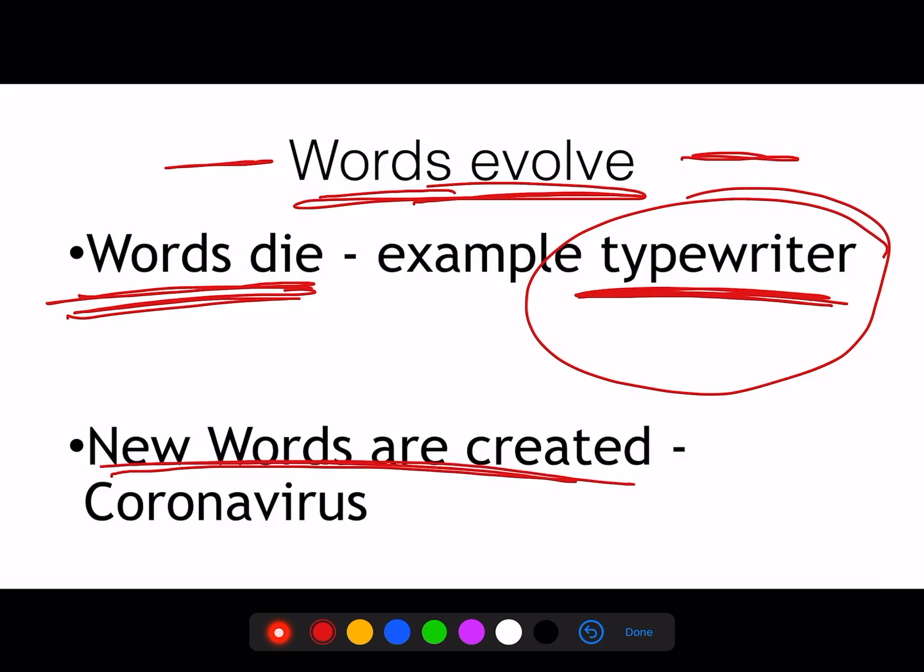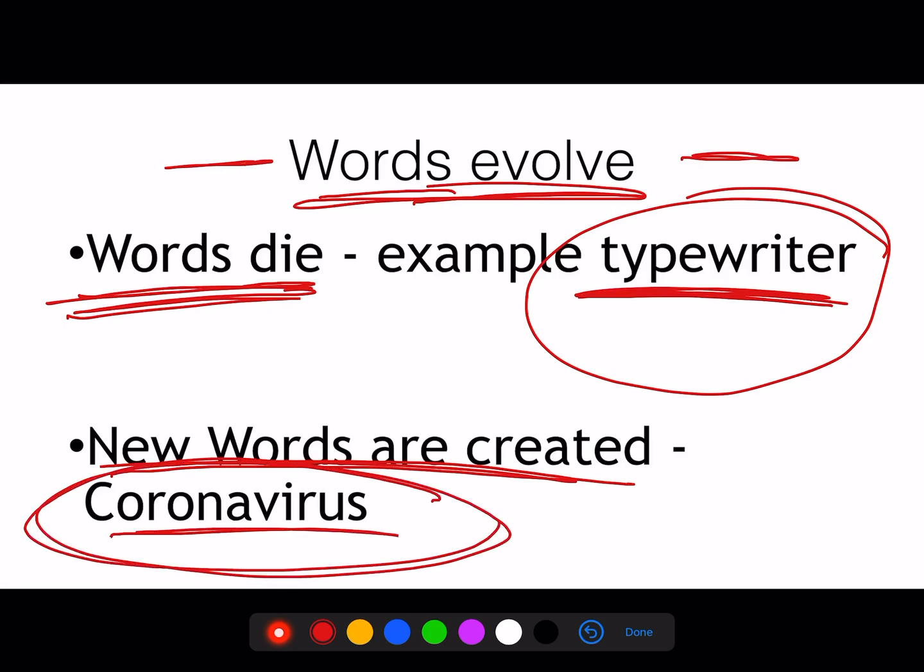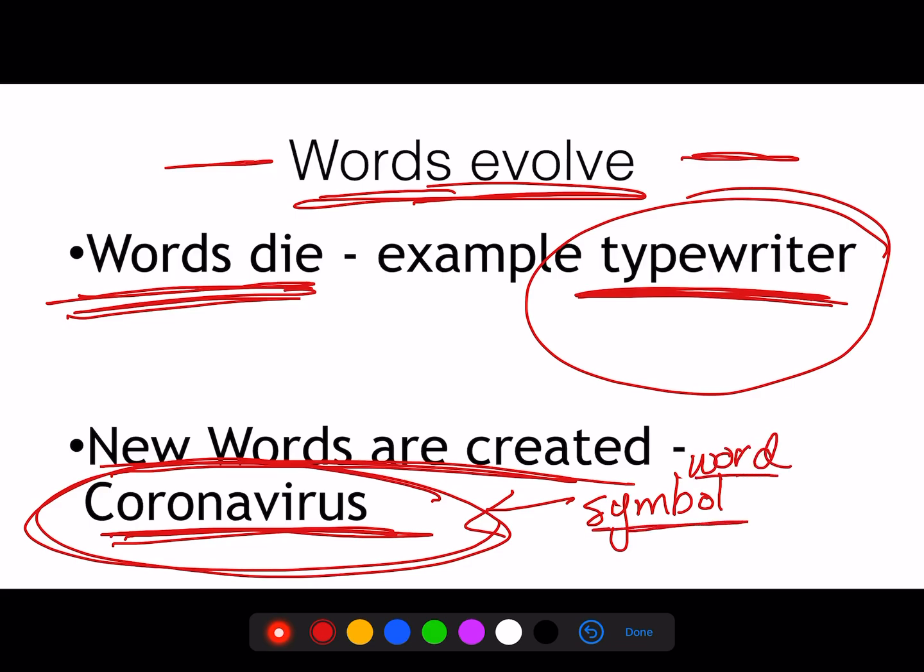Just think, prior to January, February, and March of 2020, there is a grand possibility that you never heard of the word symbol coronavirus. Well, the reason why we never heard of it is that up to that point, this virus didn't exist. As soon as it existed, we supplied a word symbol to it.